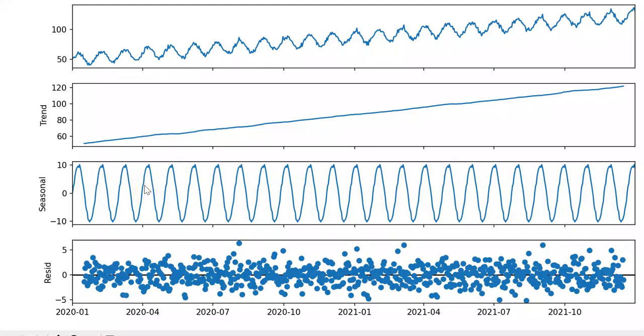Third one is the seasonal graph, which shows the repeating cycle. It is like a wave pattern because a sine function was used, and the pattern repeats every 30 days. And the fourth one is the residual graph, which shows the remaining random noise. That means a random movement around zero, and it represents unpredictable changes or errors.